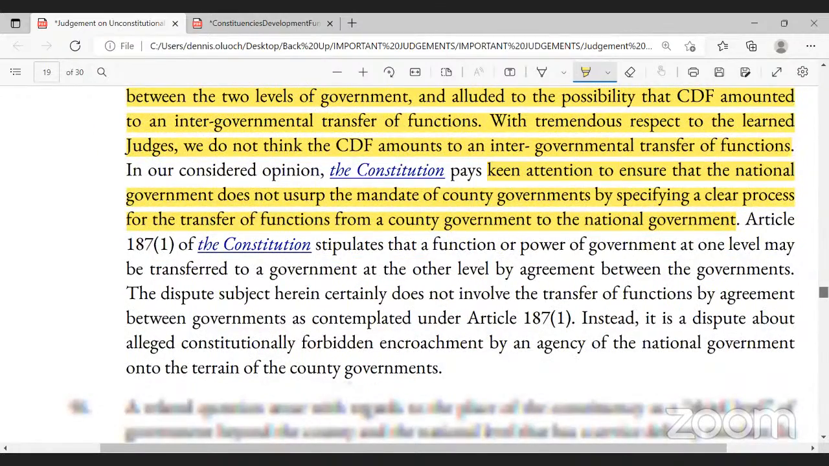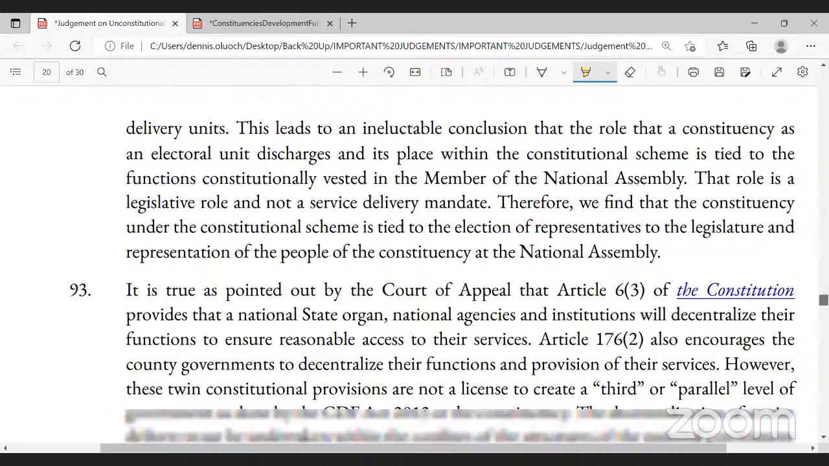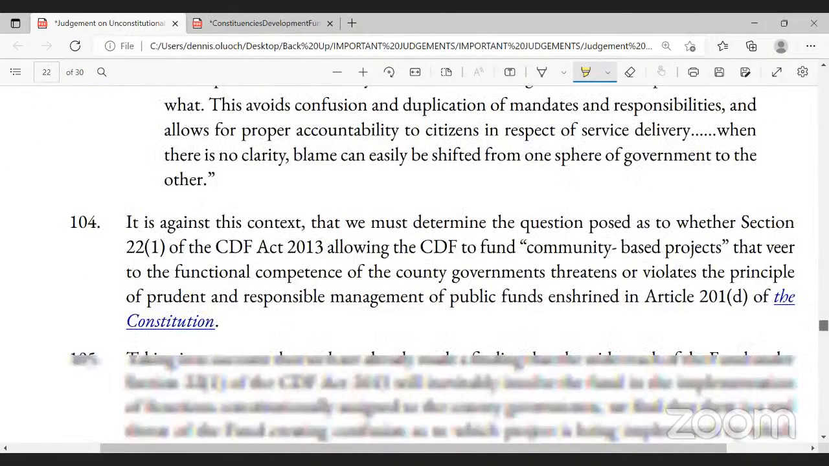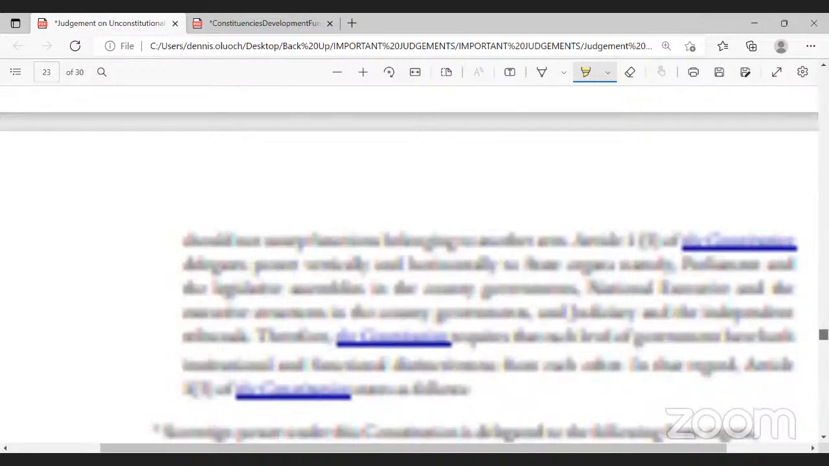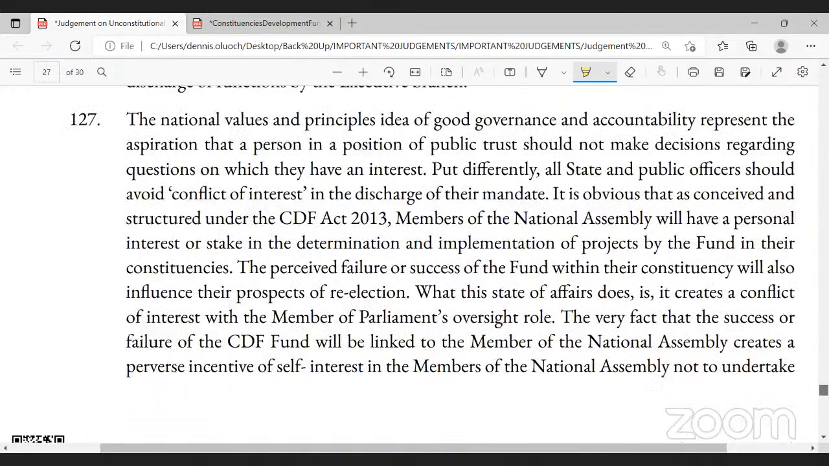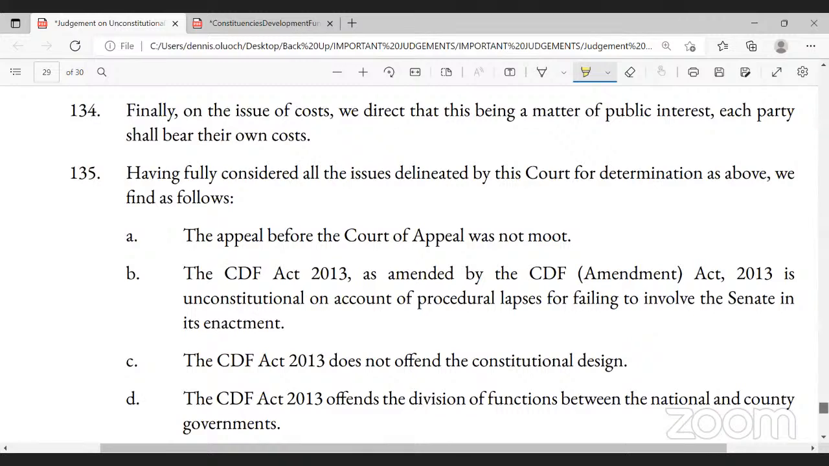And so that is just to give a hint, a bit of the explanation that was done, but I want to drive us straight to the final conclusion that the court had. We see in Note 35 that the court made a determination, and this is the final ruling and the orders that were given. In Note 35, it says, having fully considered the issues delineated by the court for determination above, we find as follows. The appeal before the Court of Appeal was not moot. Meaning it was active. It was not overtaken by events.